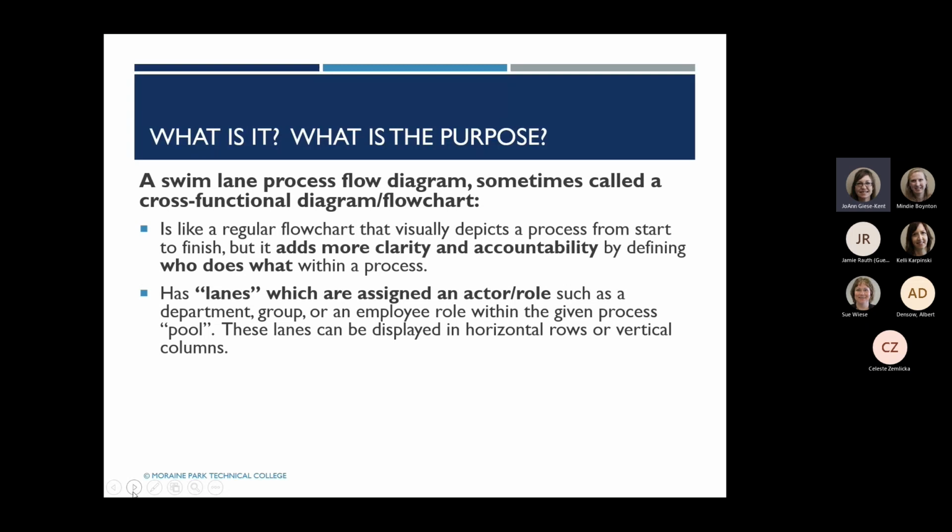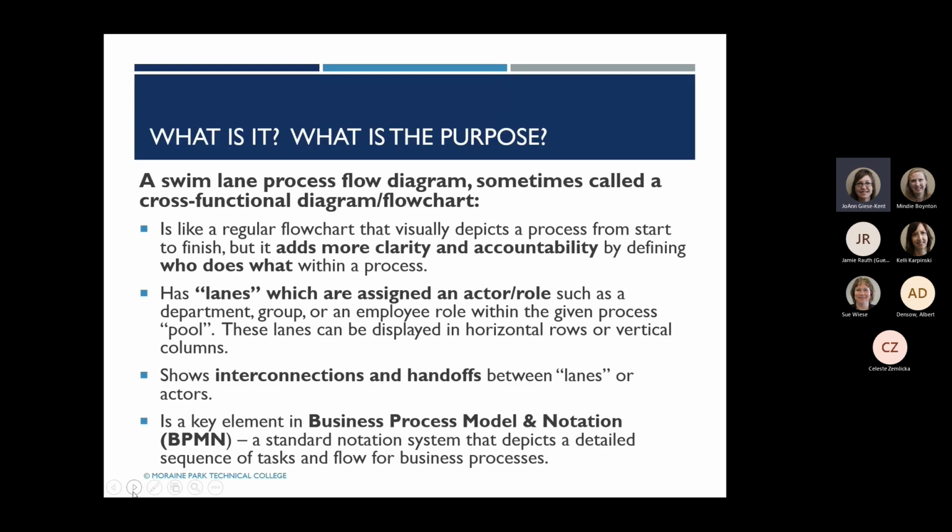But you're adding lanes to this big swimming pool of the process, so it designates who is doing what and then what those interconnections are between those different roles. So a role could be a department, it could be an employee group, it could be just a simple employee role within, because they all have interconnections. There's not just one group that's probably doing the process. And these lanes can either be displayed horizontally or vertically.